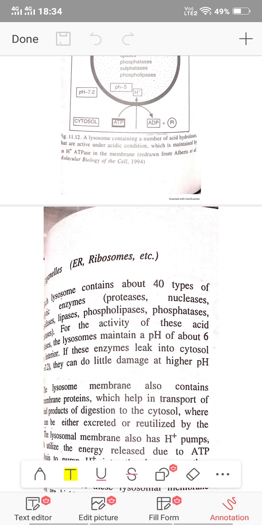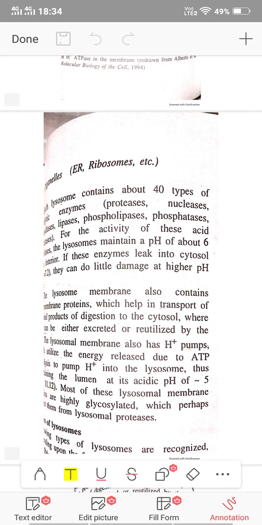The lysosomal membrane also has hydrogen pumps which utilize the energy released due to ATP hydrolysis to pump hydrogen into the lysosome, thus maintaining the lumen at its acidic pH of approximately 5. Most of these lysosomal membrane proteins are highly glycosylated, which perhaps protects them from lysosomal proteases.